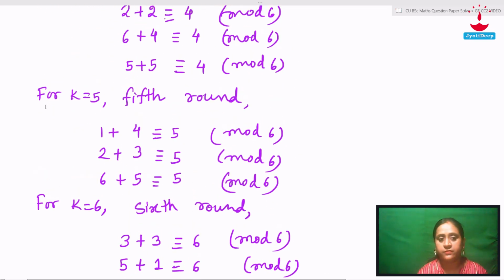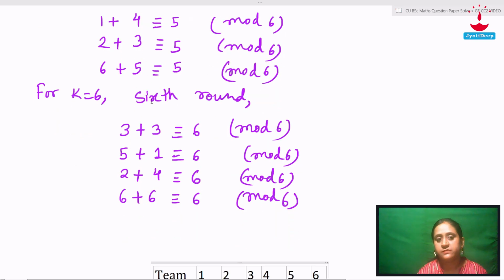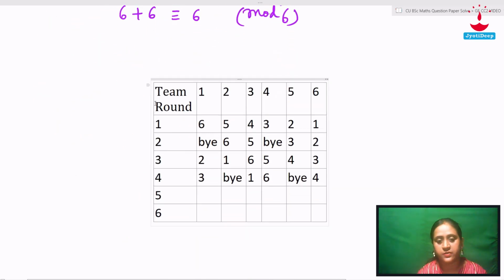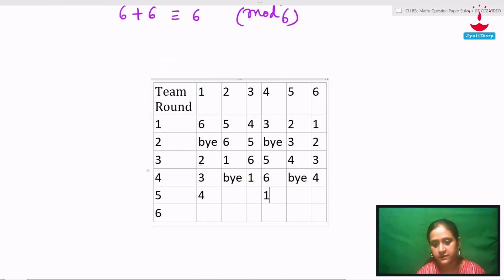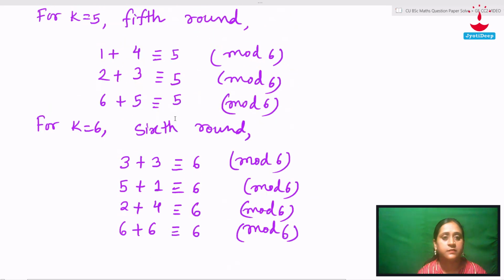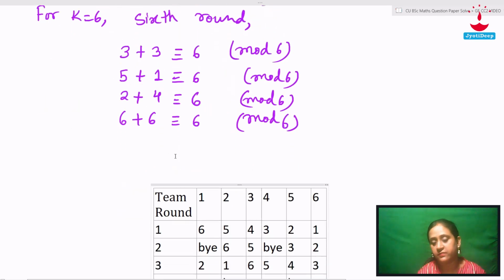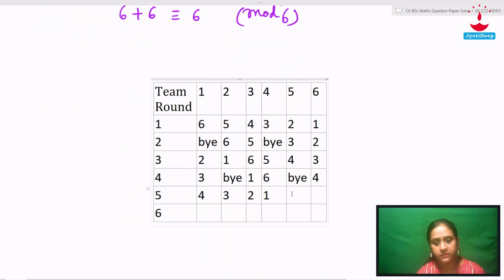Fifth round. First team is playing with fourth team, so fourth team will play with first team. Second, third. Second team is playing with third team, so third will play with second. And now sixth is playing with fifth team, and sixth will play with fifth. Understood? Now we have the last round.